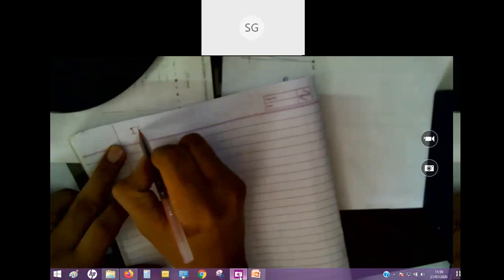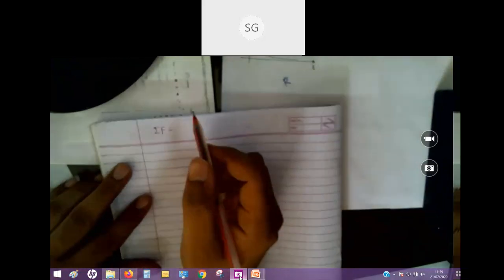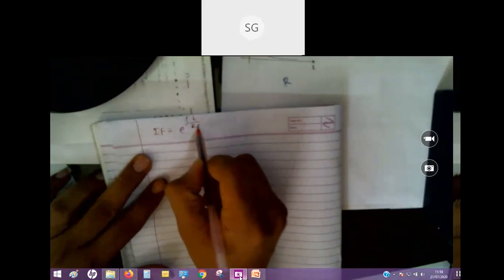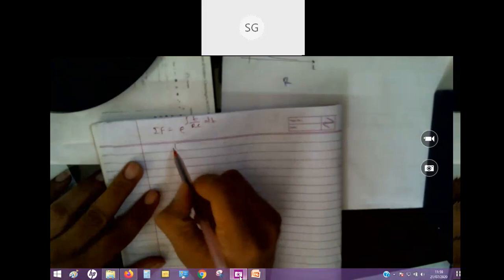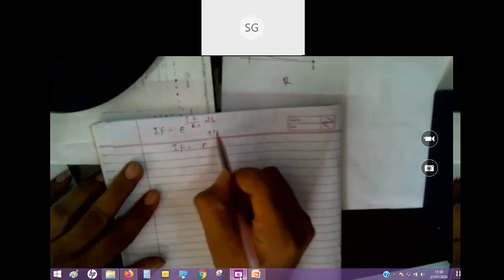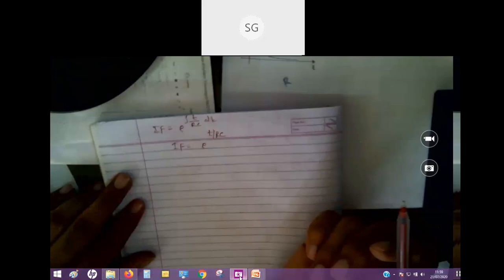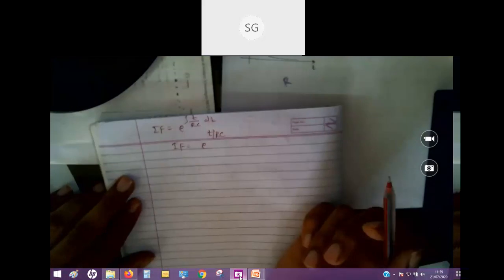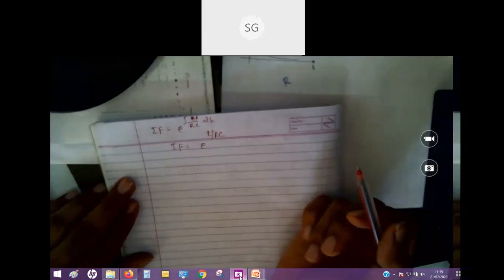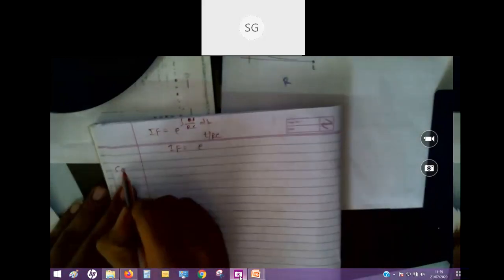Now, since this is in standard form, we can directly find the integrating factor. The integrating factor is given by e raised to the integral of 1 upon RC dt, that is e raised to t by RC. Obviously, we have seen in an RC circuit, the integrating factor is always given like this for such kinds of equations. Are you getting this? E raised to t by RC, this is the IF. Now its solution.